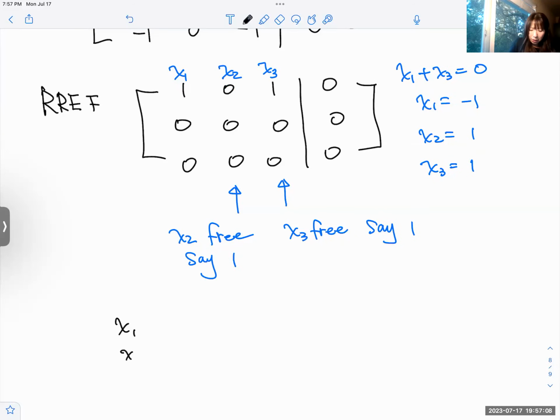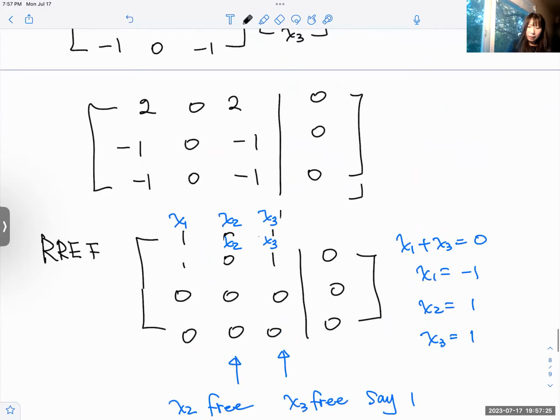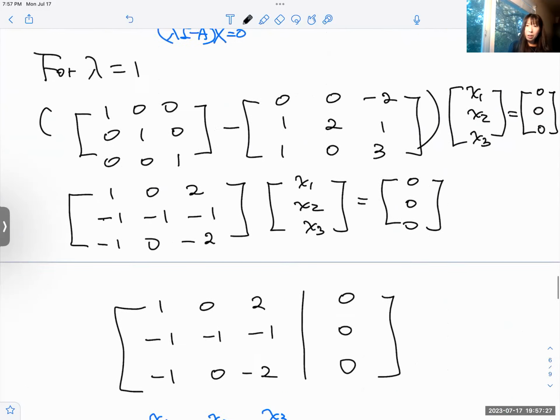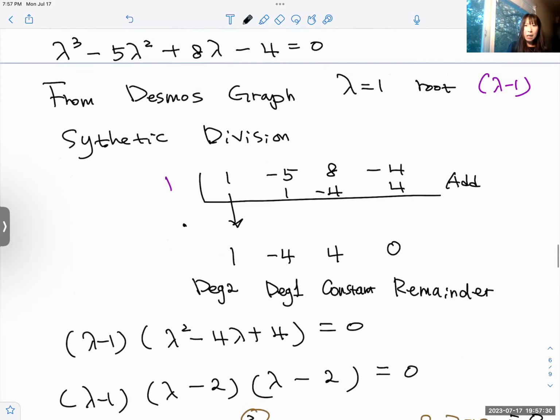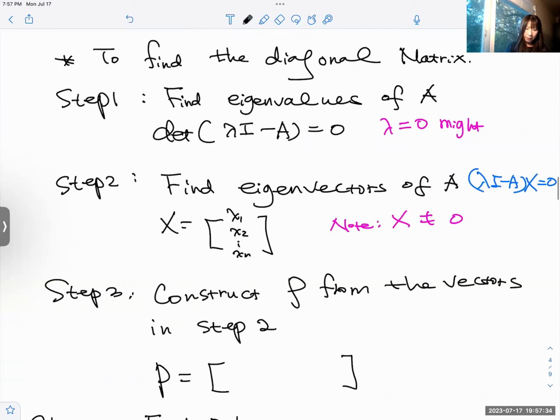So we have x of 1, x of 2, x of 3. So we get x of 1, which is negative 1, positive 1, positive 1, positive 1, right? Okay, so we have done that. Then look, step 3 says we construct P from step 2.